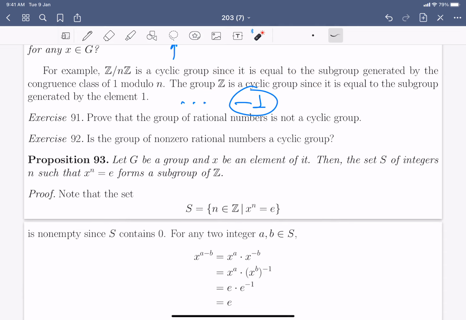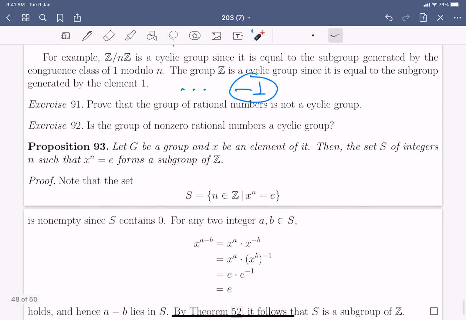Here are certain exercises for you to work on. Please show that the group of rational numbers is not a cyclic group. On the other hand, you can also focus on the group of non-zero real numbers and try to see whether it forms a cyclic group or not. Okay, so please try to work on these exercises.